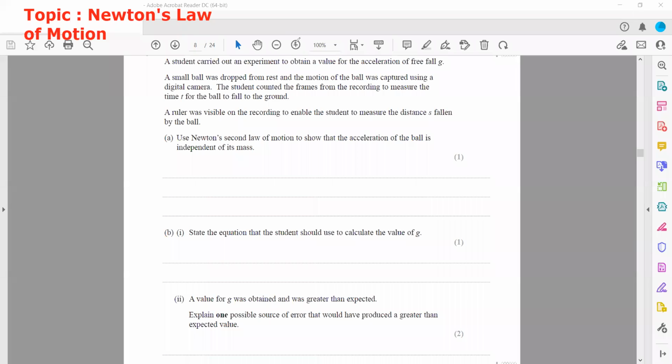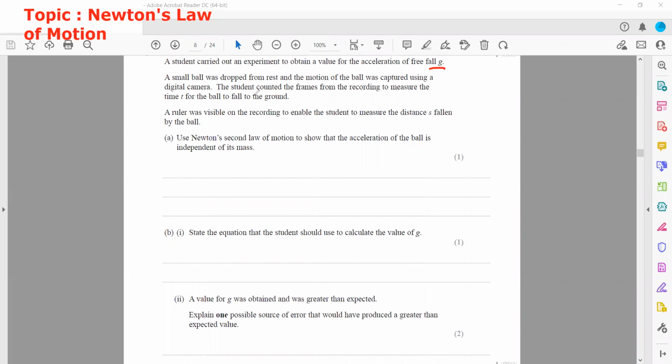This question is related to the motion and Newton's laws. A student carried out an experiment to obtain the value of acceleration due to gravity g. A small ball was dropped from rest and the motion of the ball was captured using a digital camera. The student counted the frames from the recording to measure the time for the ball to fall to the ground.